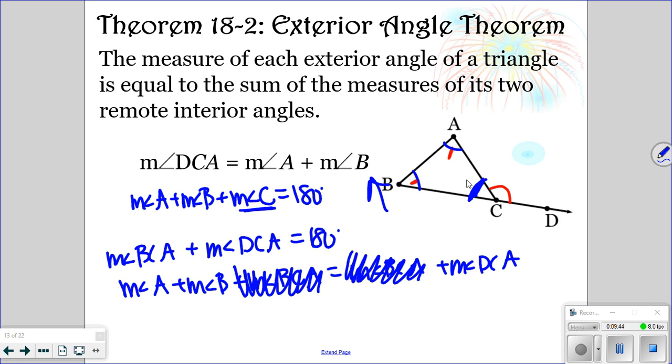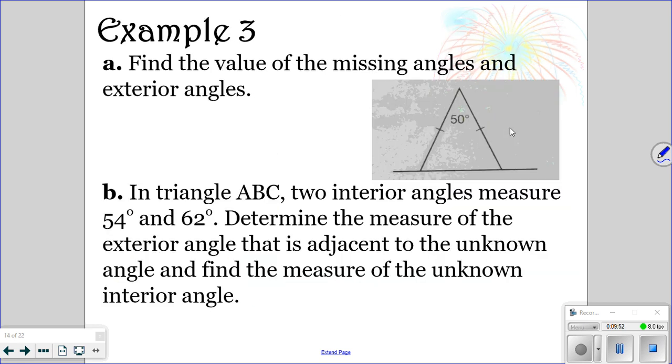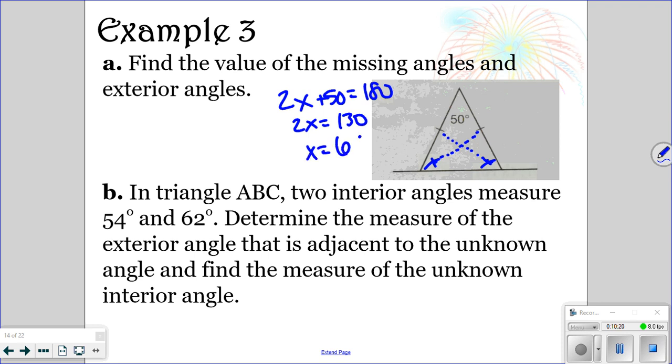Basically, you don't ever have to find this angle here as long as you have these 2 angles. So we want to find the value of the missing angles and exterior angles. So if this angle is 50 and it's an isosceles triangle, this angle here and this angle that are opposite the two congruent sides have to be congruent. So I'm going to call them x. So 2x plus 50 has to equal 180. So 2x would equal 130, and so x would equal 65 degrees. So that would be the interior angles.